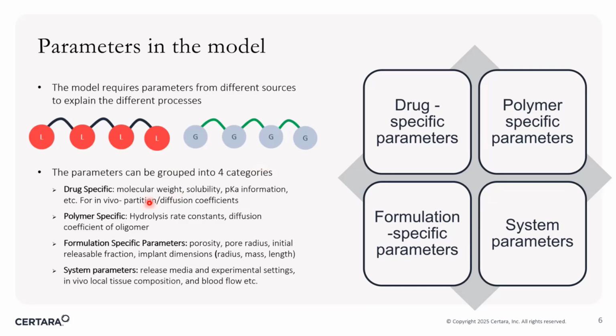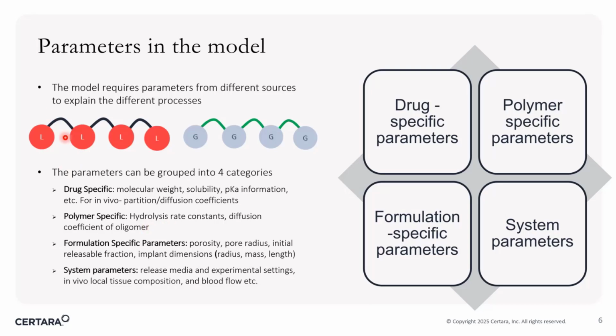So examples of drug-specific parameters are molecular weight, solubility, and pKa information. So this information would go into the model. For the in vivo case, we need additional parameters like partition and diffusion coefficients. Polymer-specific parameters are hydrolysis rate constants.